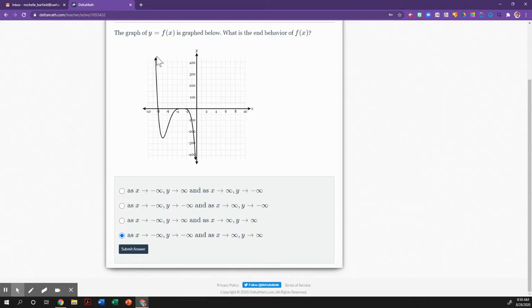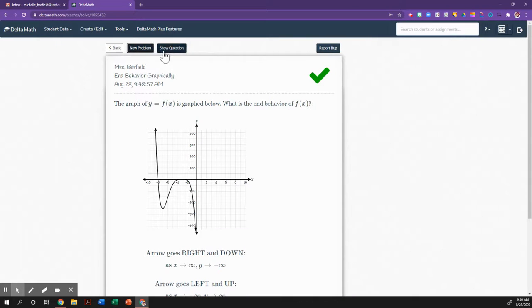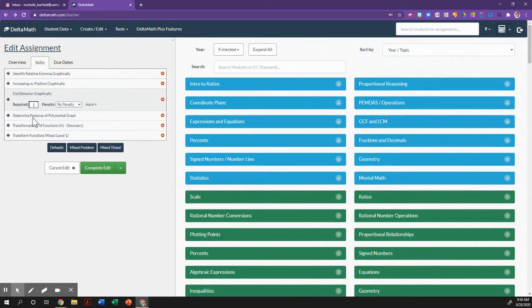The last one, I did not pick this one because it says as x is getting smaller, that graph should be pointed down. That's what that's saying. The graph should be pointed down. It's not. It's pointing up. Okay, so submit my answer. There we go.